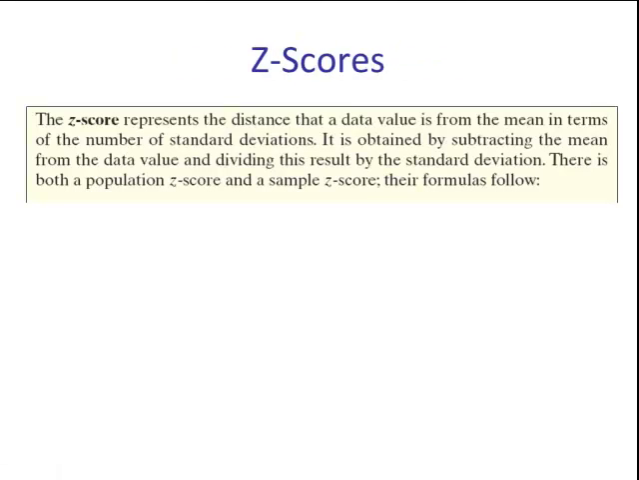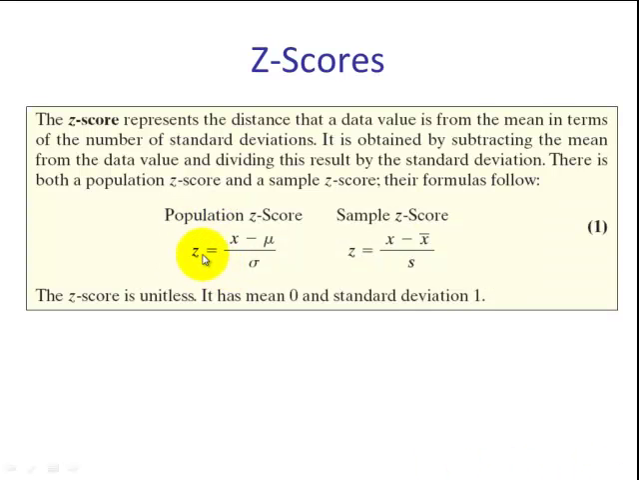Lesson objective number 2, z-scores. The z-score represents the distance that a data value is from the mean in terms of the number of standard deviations. It is obtained by subtracting the mean from the data value and then dividing this result by the standard deviation. Now this is what the formula looks like both for a population and a sample.